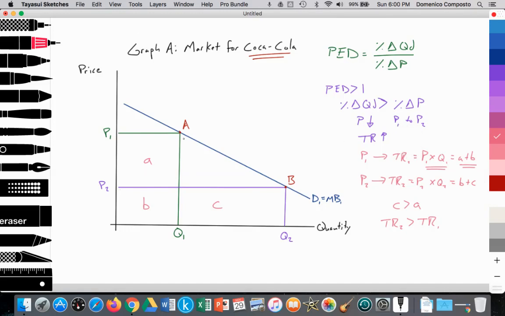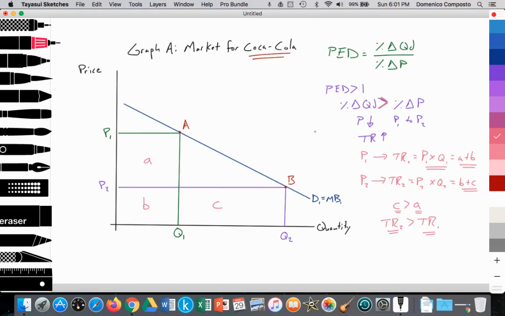As they lower price, the quantity demanded increases from Q1 to Q2. And we notice that the percent change in quantity demanded is greater than the percent change in price. Thus, in theory, as they lower price, their total revenue should be increasing. So at a price of P2, total revenue being P2 times Q2 is equal to areas B plus C. And we notice that area C is greater than area A. Thus, total revenue 2 is greater than total revenue 1. Thus, the firm has increased total revenue by lowering price.